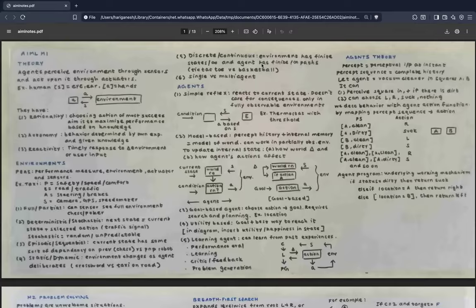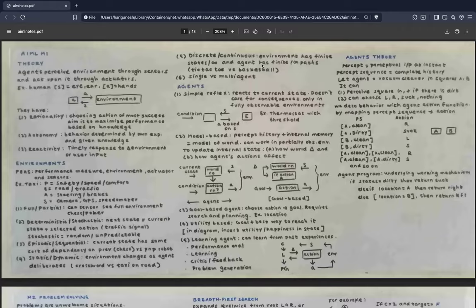Humans have eyes and ears as their sensors, hands as actuators. They also have three characteristics. The first is rationality, which is you choose the path that gives you more success. So you want to maximize that success. Second is autonomy, which means that these agents can act on their own experience and knowledge. And third is reactivity, which means they're able to quickly respond to a change in the environment or a change in the user input.